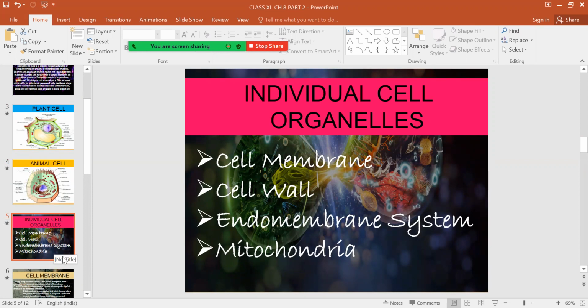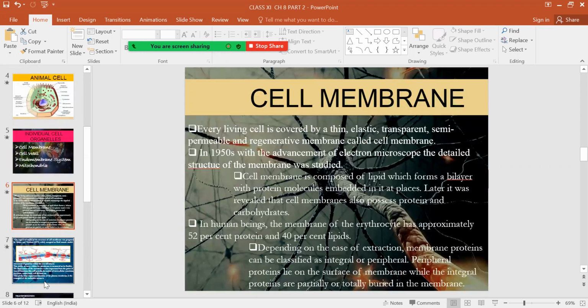The very first organelle that I'm going to discuss is the cell membrane, the structure of the cell membrane. Children, the cell membrane structure is similar for prokaryotes and eukaryotes. And we all know that every living cell is covered with a thin, elastic, transparent, semi-permeable, and regenerative membrane called the cell membrane. In the 1950s, with the advancement of the electron microscope, the detailed structure of the membrane was studied.